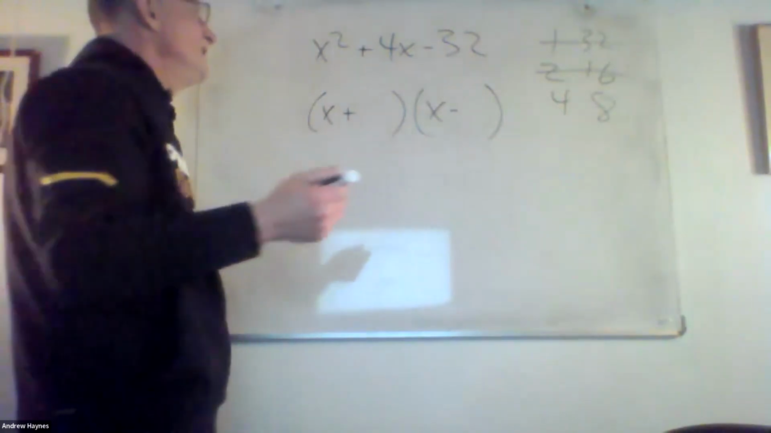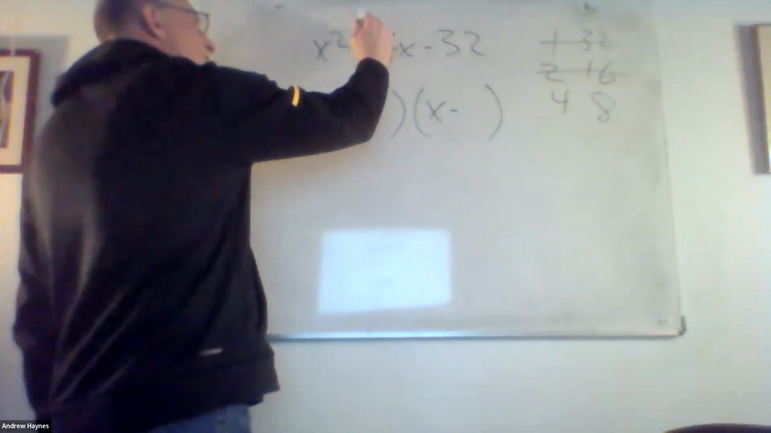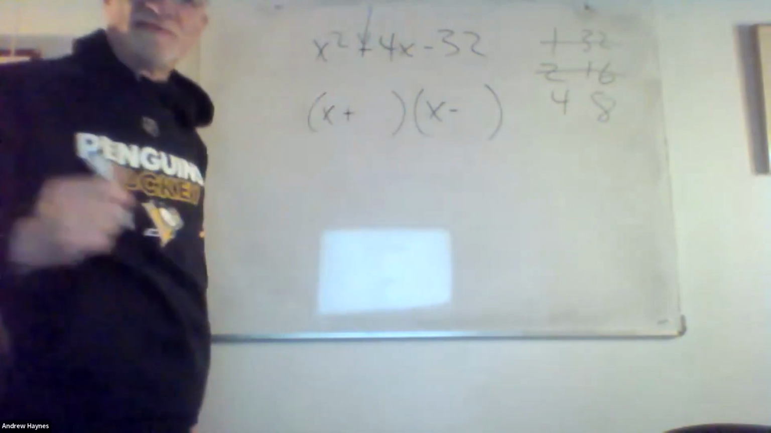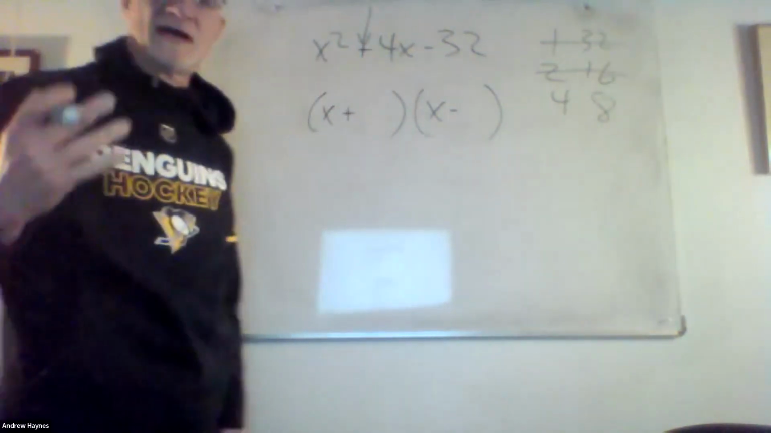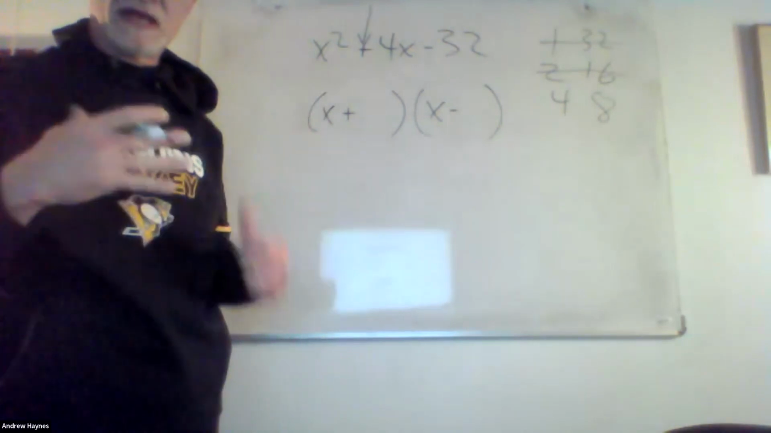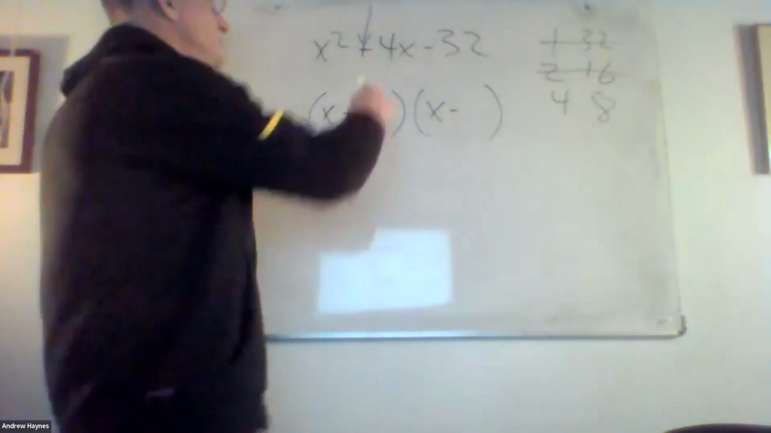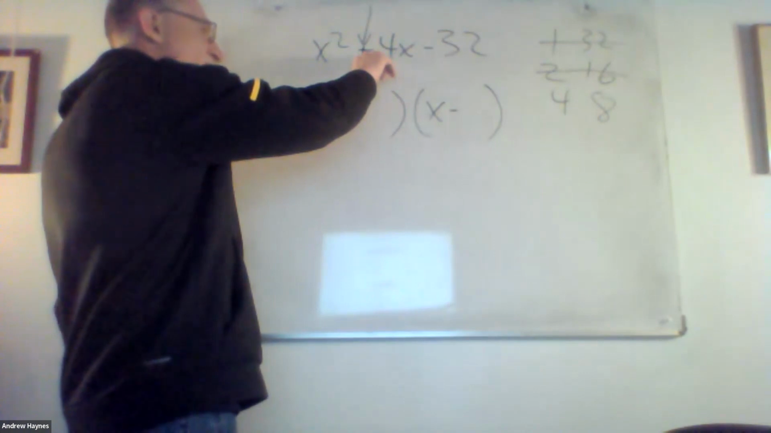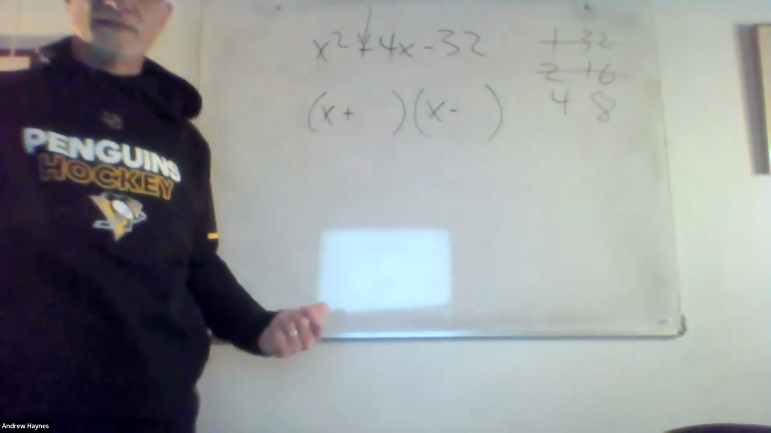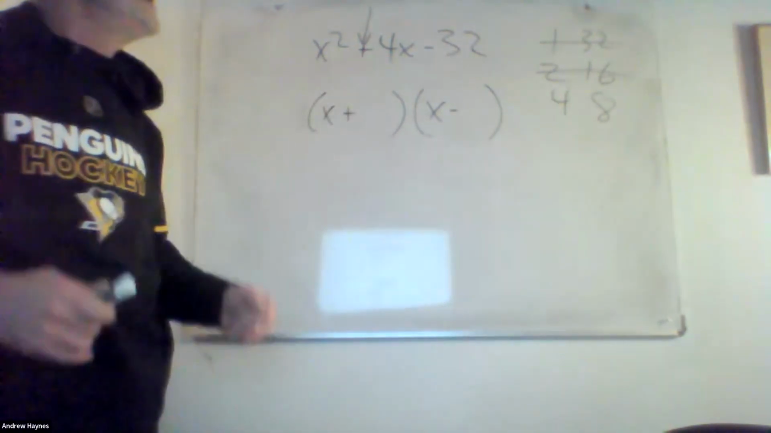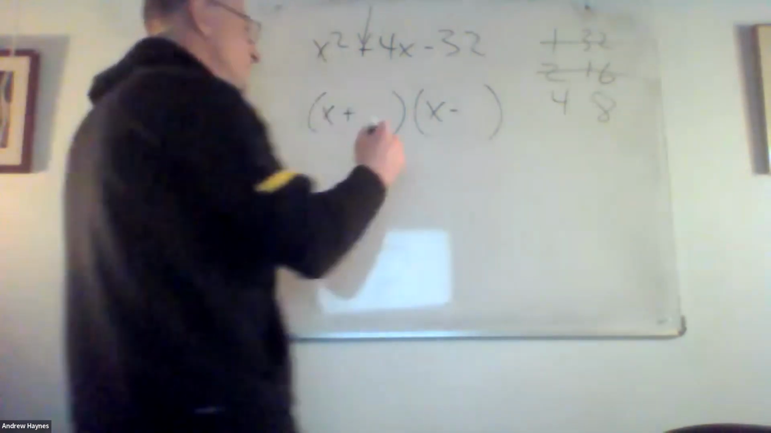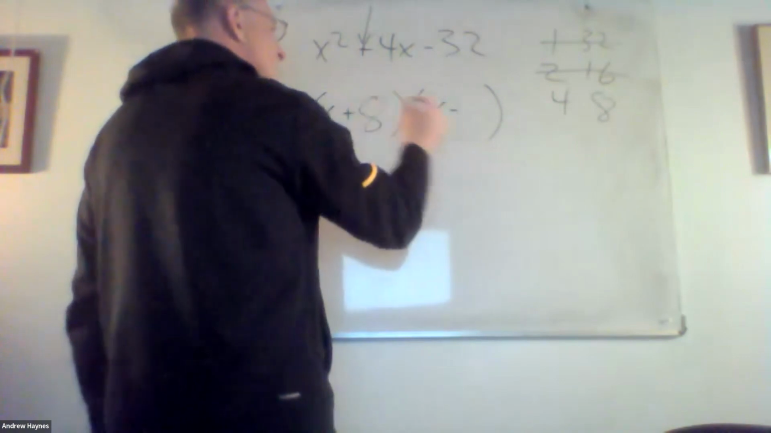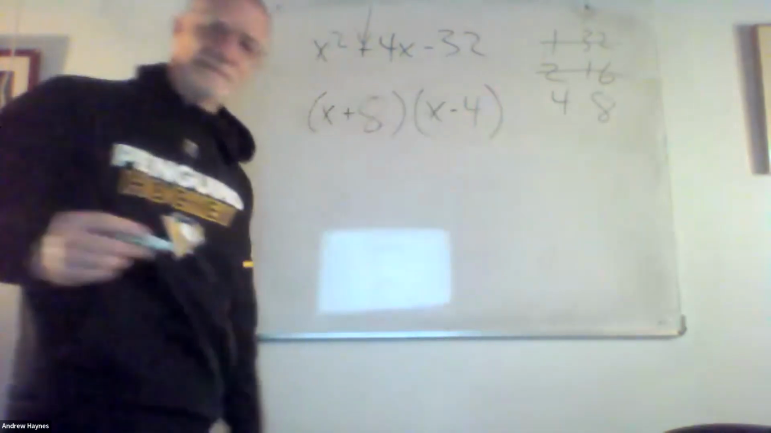Now, you look at this sign here before the 4x, it's positive. Because it's plus 4x, that means the big number has to be next to the plus. So the bigger number is always going to be next to the sign. If it's plus, the bigger number will be next to the plus. If that's a minus, the bigger number will be next to the minus. So in this case, it's x plus 8 times x minus 4.